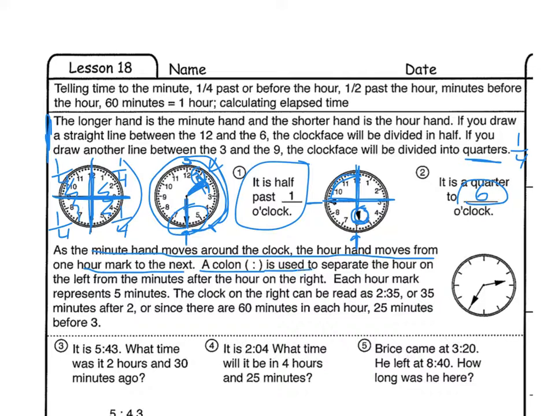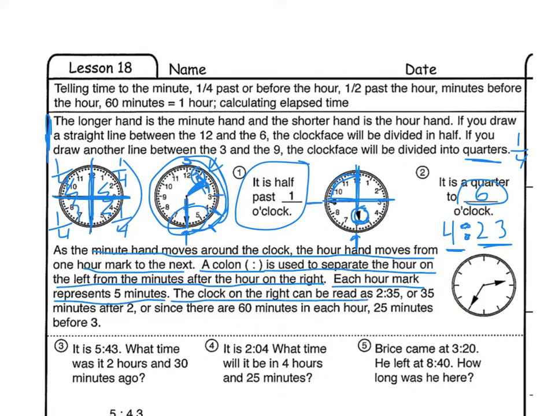A colon is used to separate the hour on the left from the minutes after the hour on the right. So when we write the time 4:23, this colon right there, the 2 dots, separates the minutes after 4 o'clock from the hour of 4 o'clock. Each hour mark represents 5 minutes. So the big dots here are each 5 minutes.